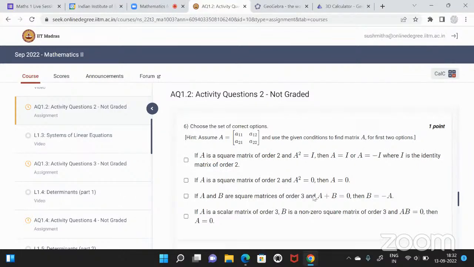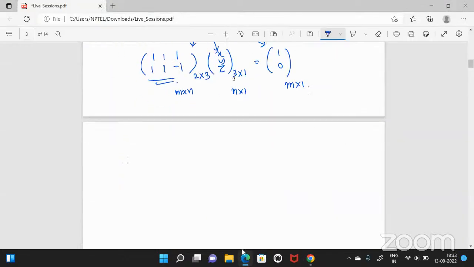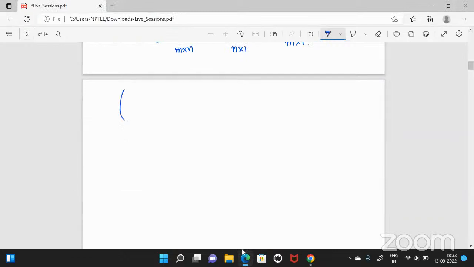You would have already solved this. In general, what is this problem trying to teach you? Let's take the first one. A squared is equal to I, then A is equal to I or A is equal to minus I. Is the first option correct or false? False, ma'am. Can you give me an example of a matrix where A squared is equal to I, but A is not equal to I or minus I?